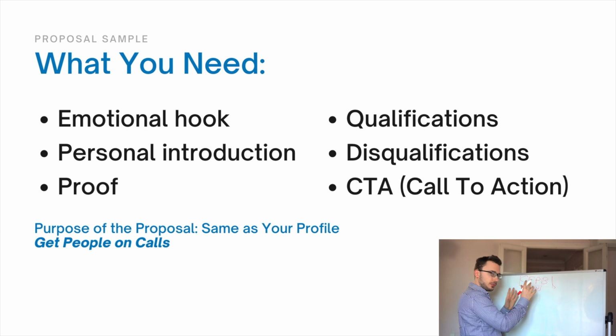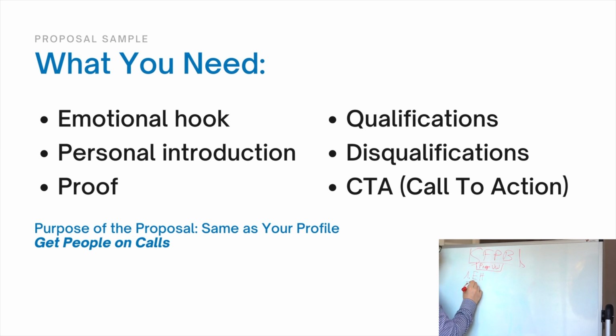It's a framework. So the first step is an emotional hook. The second step is a personal introduction. The third step is proof, of course. That's why proof is in the title. And the fourth step is qualifications. The fifth step is the disqualification, and then the CTA.